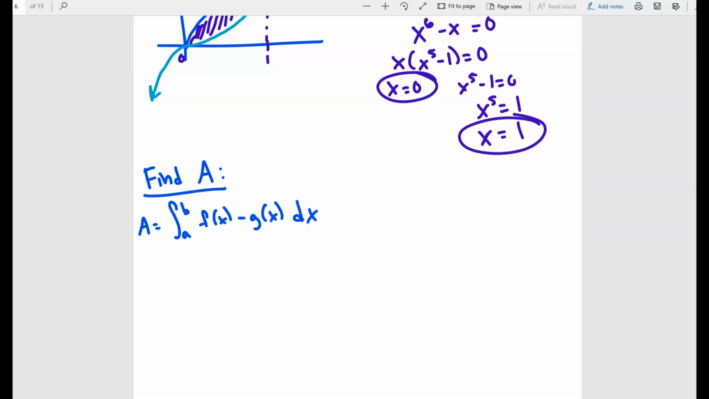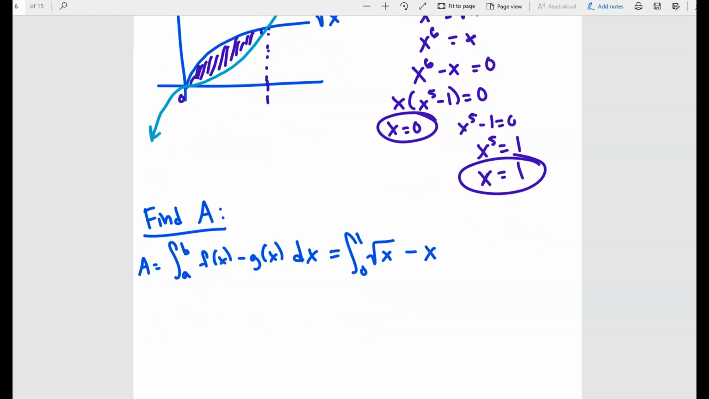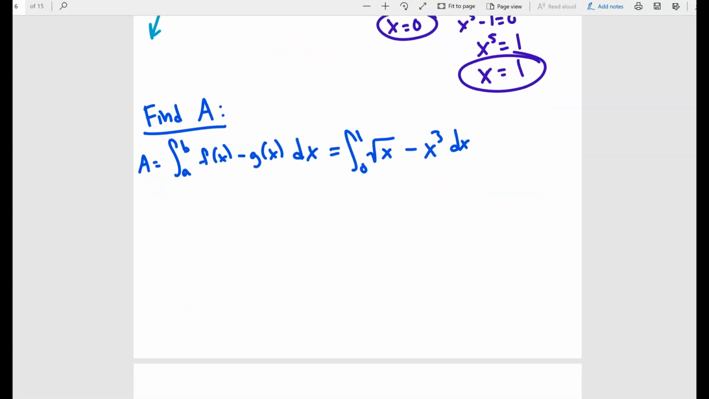Now the question here is, what is f of x and what is g of x? Well, it's always going to be the upper function minus the lower function. So you can see that f of x is going to be the top function, which in this case is the square root function. So that's the square root minus g of x, which is the lower function, which is just going to be x cubed dx.